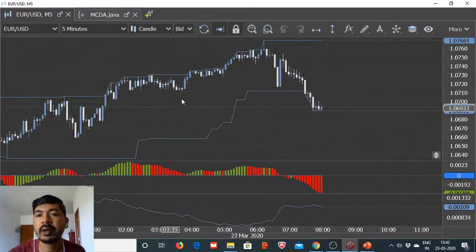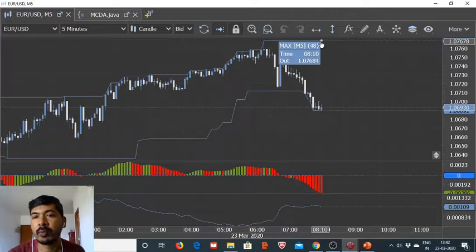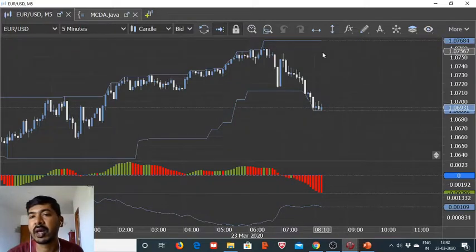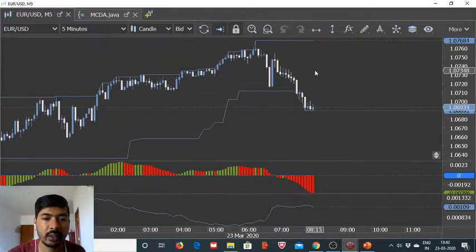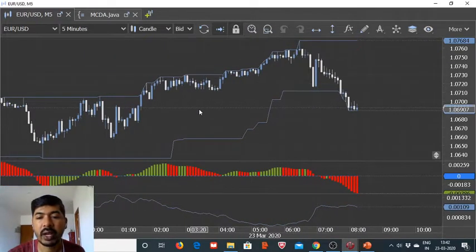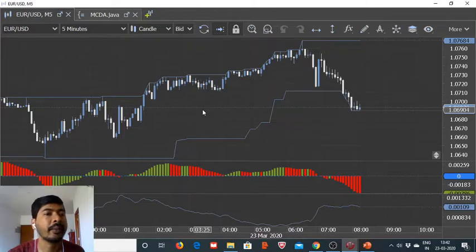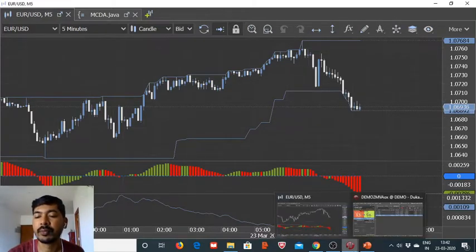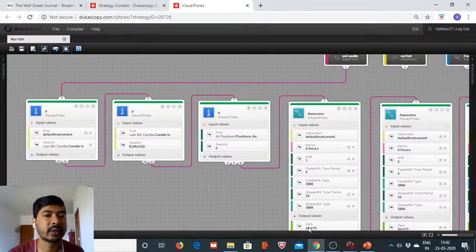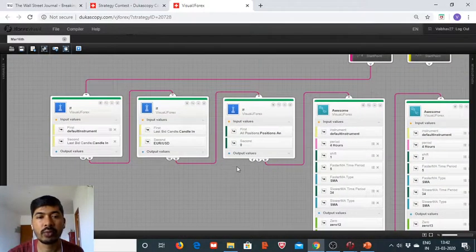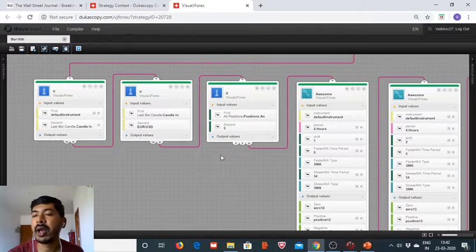And for a sell trade, when the value starts to fall below the 20% ATR from this maximum value, the sell trade will happen. So we are utilizing those conditions using the calculation expression block. So let's take a look on the Visual J Forex platform to see how things are looking.